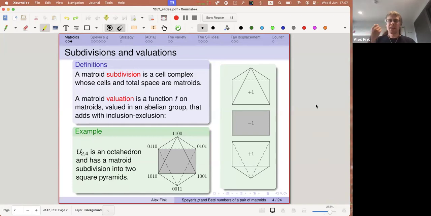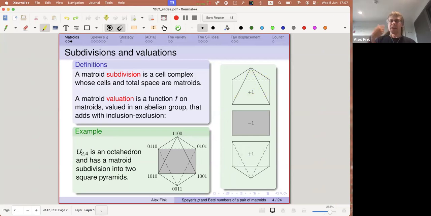What's a matroid subdivision? It's a cell complex where I take a matroid, which is a polytope, and I cut it up into smaller matroids. So my example here is the uniform matroid U_{2,4}. That's the octahedron, this hypersimplex. Well, if I cut it through this gray plane in the middle, that cut doesn't introduce any new edges, so every face of the subdivision that's created is still a matroid. The maximal faces are this square pyramid up here on top, and this square pyramid down here on the bottom. And then there are various other faces as well.